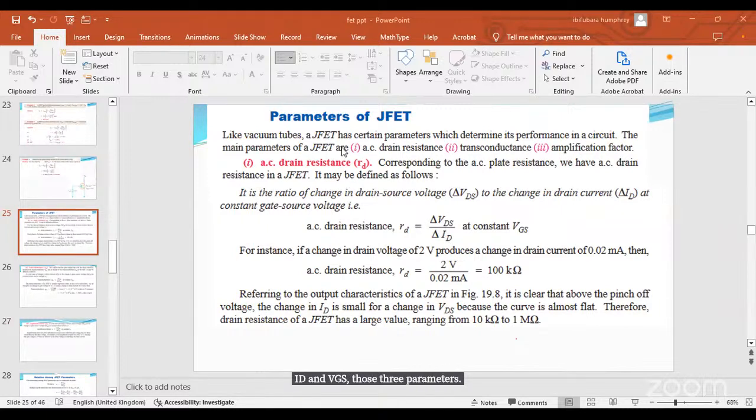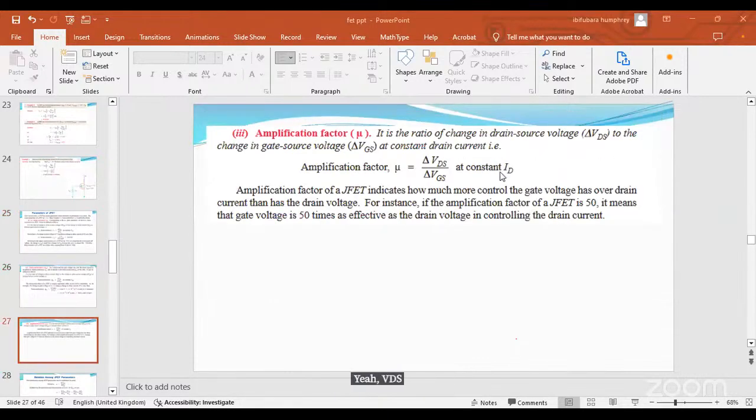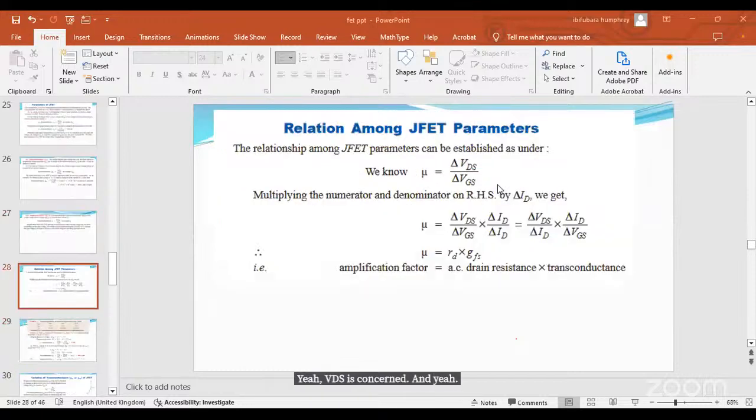For any of these main parameters, which are AC drain resistance, transconductance, and amplification factor, one of these three properties, VDS, ID, VGS, must remain constant. So here, VGS is constant, here VDS is constant, and here ID is constant.